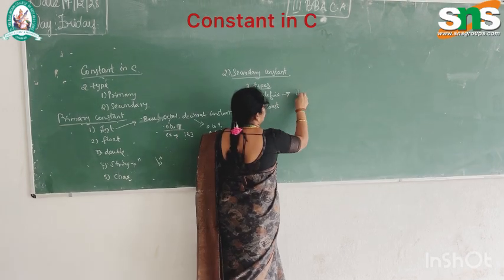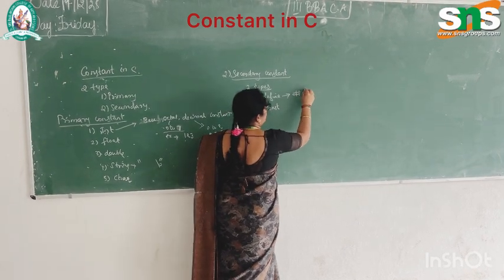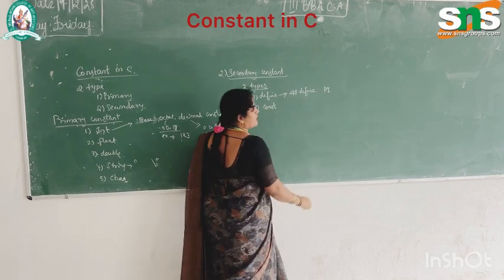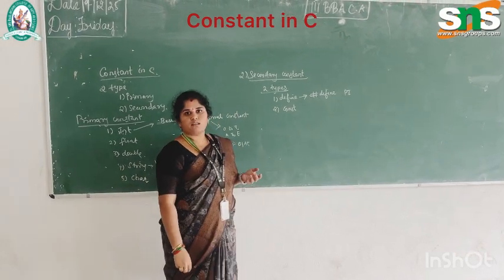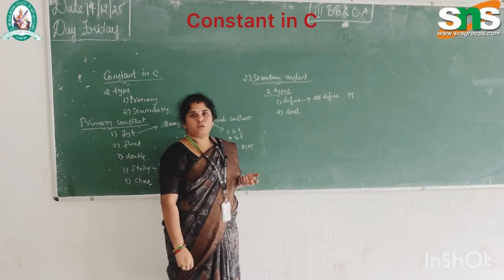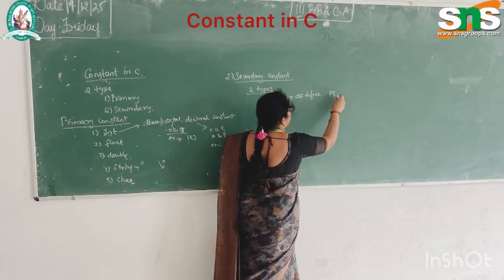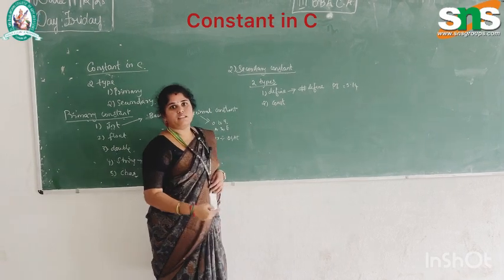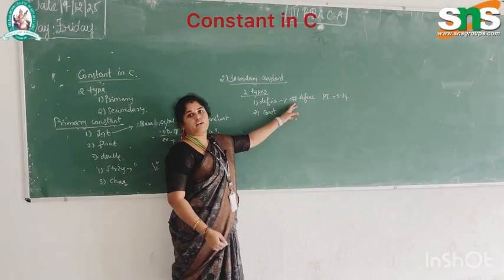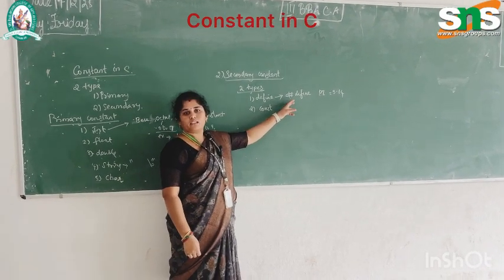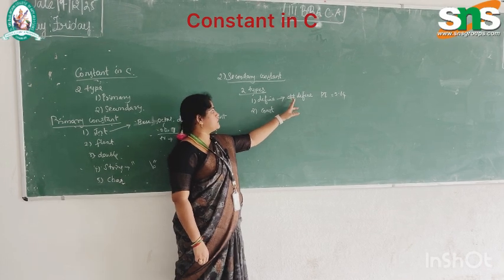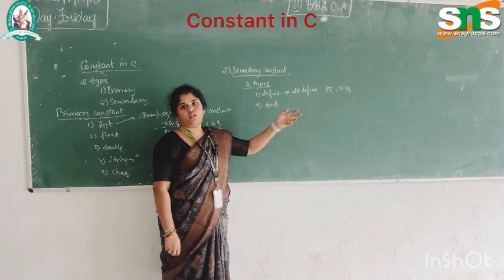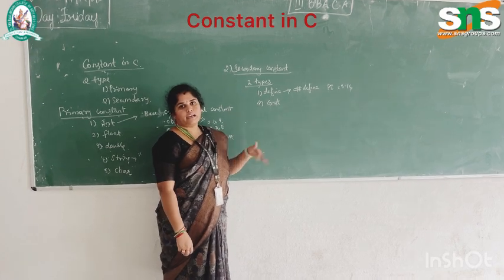It must be given in the format of hash define, then the variable name. I have given pi as the name. We all know that the pi value is 22 divided by 7, so I have given pi equal to 3.12. In the header file I define this, and after creating the header file I include it, so the pi value of 3.12 is fixed for the entire program.